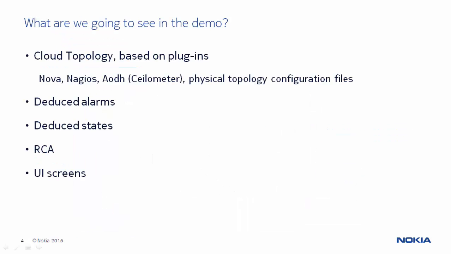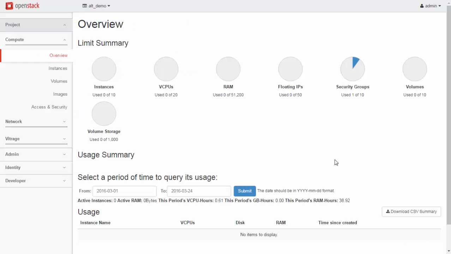What are we going to see in the demo? We are going to see the cloud topology based on several plugins: Nova, Nagios, AODH, and physical topology configuration. We are going to see deduced alarms based on Nagios alarms and the topology. We are going to see deduced states, root cause analysis, and the UI and CLI of all these. Let's start by looking at the cloud topology.